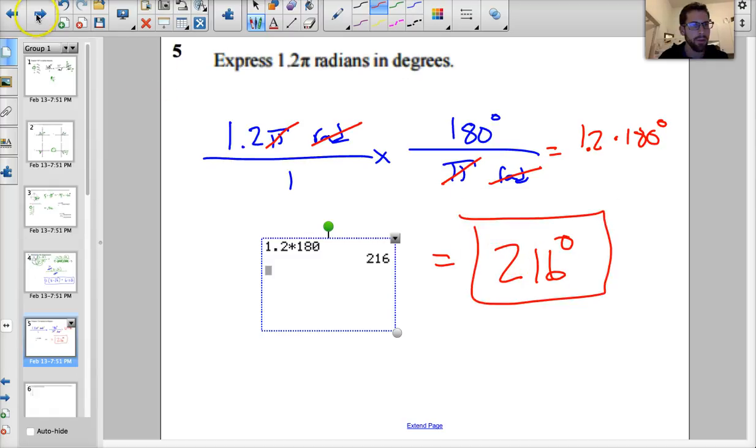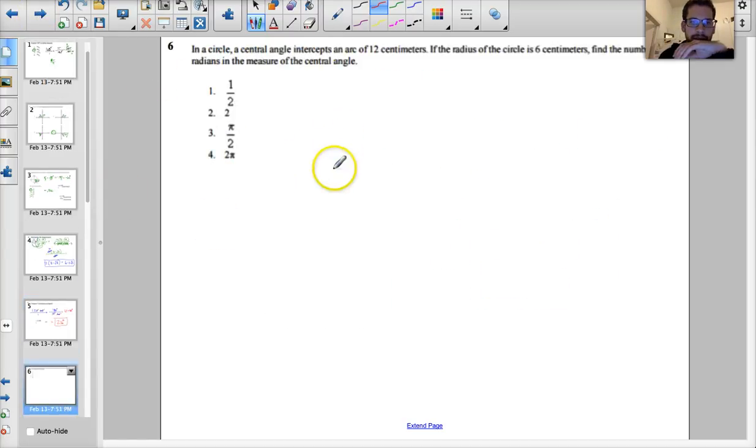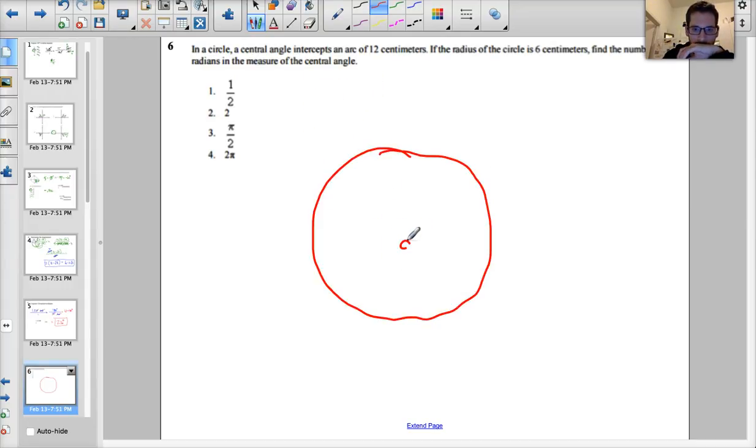And there we have it for number 5. Number 6. In a circle, there is a central angle that intercepts an arc of 12 centimeters. So if I were to draw it for you guys, I have a central angle in an arc of 12 centimeters. The radius is 6 centimeters.